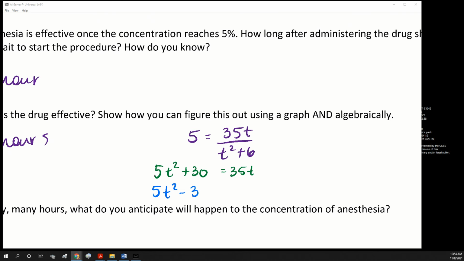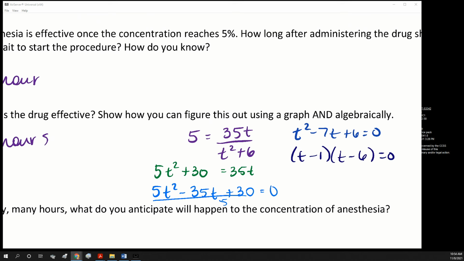What's wrong? Oh, did you just multiply? I multiply by the denominator. All right, and I'm going to divide through by 5. All right, so we end up getting the same T values that we got from the table. And then between 1 and 6 hours is a 5-hour time span.